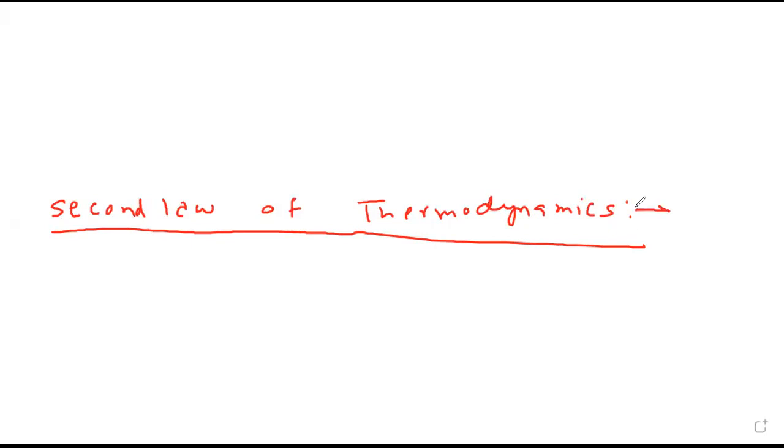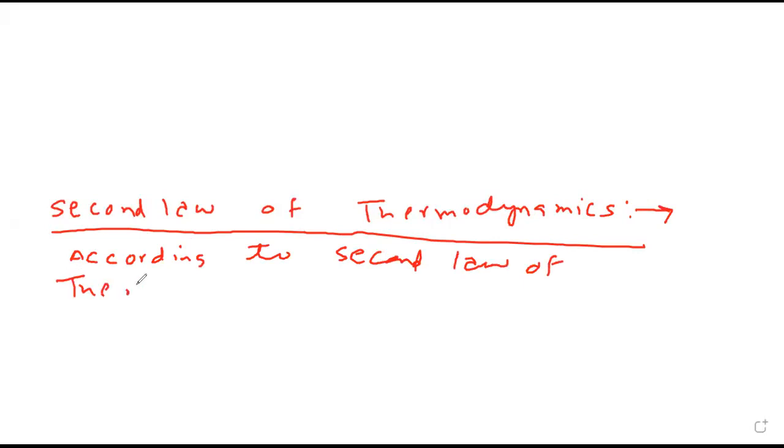So we got the zeroth law. We know the first law. Now the second law of thermodynamics. According to the second law of thermodynamics, the first law said that entire energy is converted into two forms, work and internal energy. But the second law says that some loss will happen.